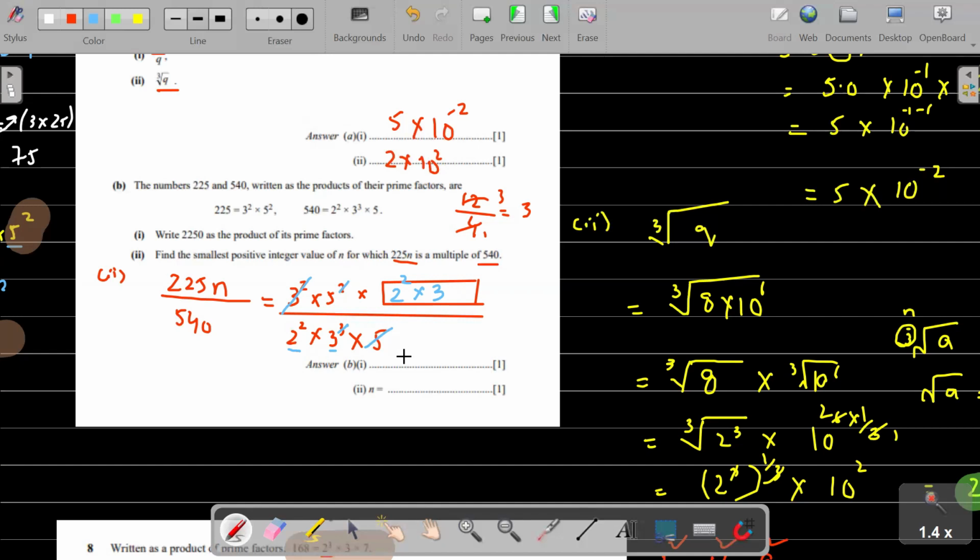So look now, n is the value of 2 raised to power 2 times 3. 2 raised to power 2 is 4, and 4 times 3 is 12. So 12 is the answer.